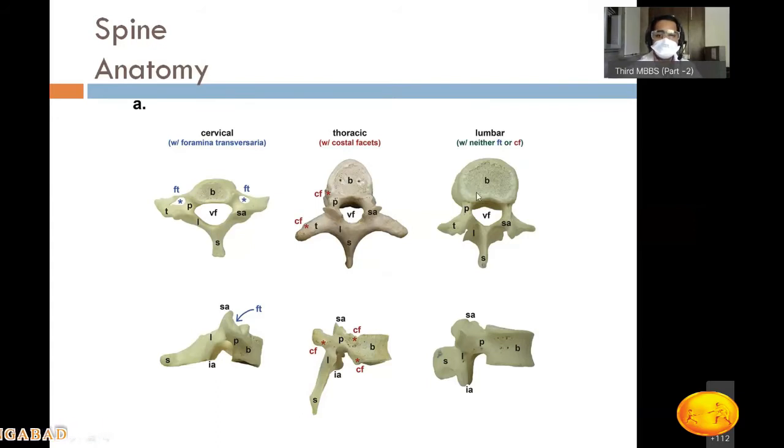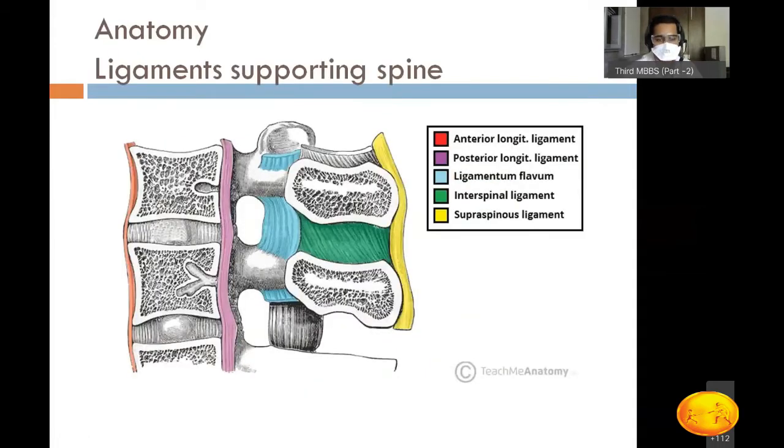And again, there are differences in the shapes of the body. The body is smaller in the cervical, heart shaped in the thoracic, and kidney shaped in the lumbar. The spinous process goes downwards in a thoracic vertebra. Plus there are costal facets for rib attachment, and there is a foramen transversarium in the cervical vertebra. So these are the basic anatomic differences of the cervical, thoracic, and lumbar region vertebrae.